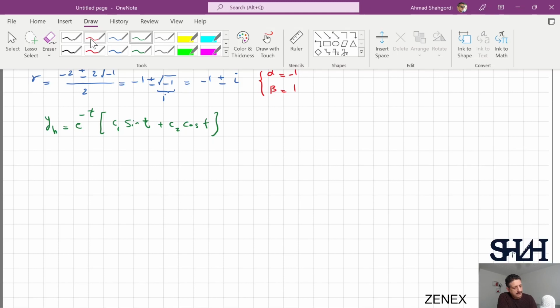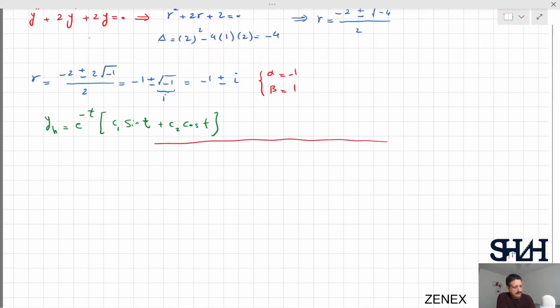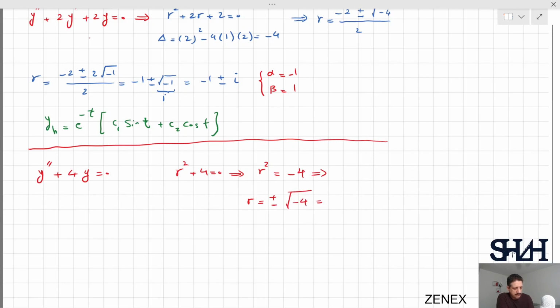One thing that is very common in engineering is this type of equation. You have second derivative of y plus, for example, 4 times y equals 0. In this case, r² plus 4 equals 0, and we can write r² is minus 4. Then r will be plus minus square root of minus 4, which is plus minus 2 square root of minus 1, and is plus minus 2i.